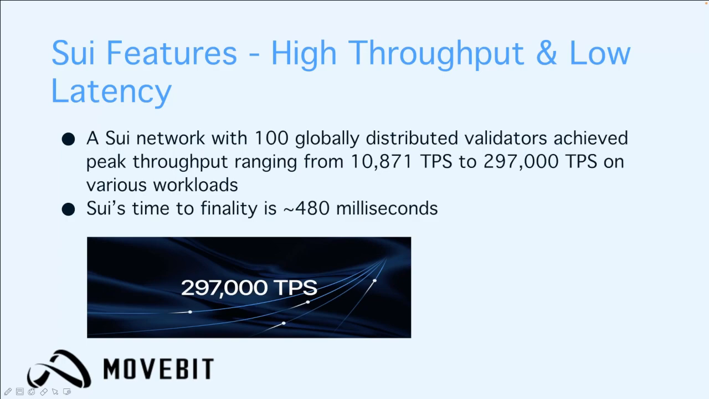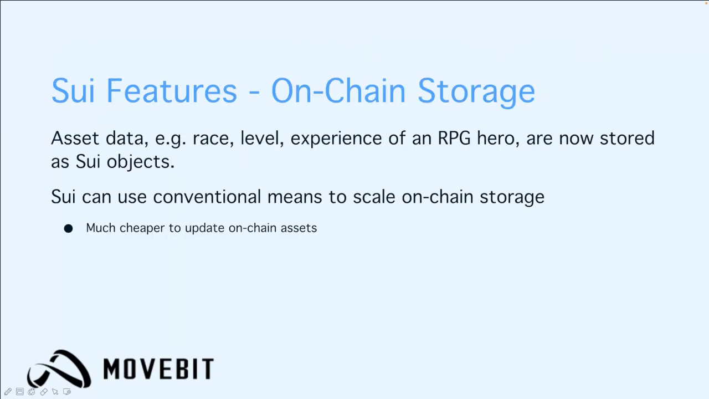Lastly, it's about the on-chain storage. Because assets are directly stored as objects on the Sui blockchain, they're never subject to the Merkle tree indexing like on other blockchains. If you are interested, you can do some research on Merkle trees for further details.